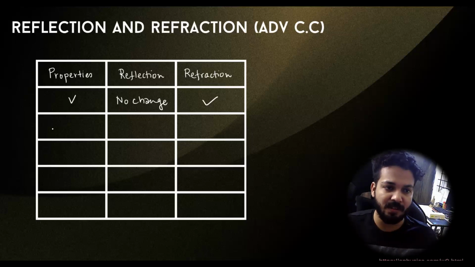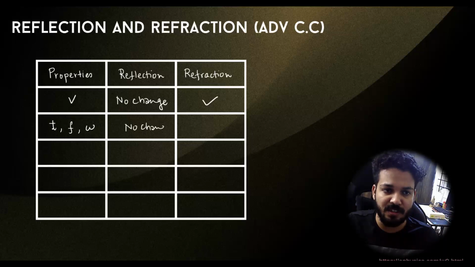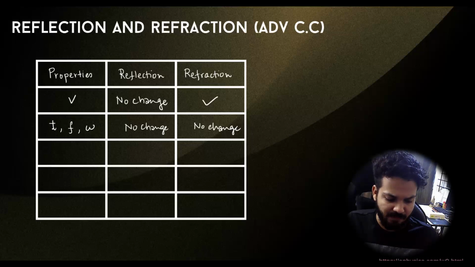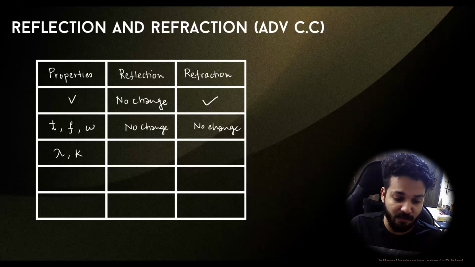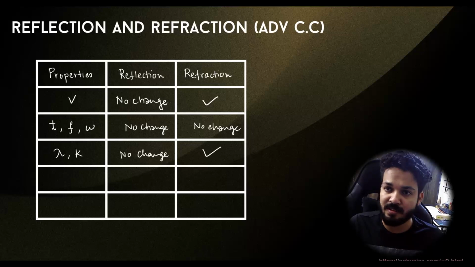Now if I talk about other things like time and anything that is related to time, like frequency or angular frequency, they don't change. There is no change in reflection or refraction, right? If I talk about wavelength and something related to wavelength like angular wave number, then there is no change of that during reflection, but there is change when there is a refraction.